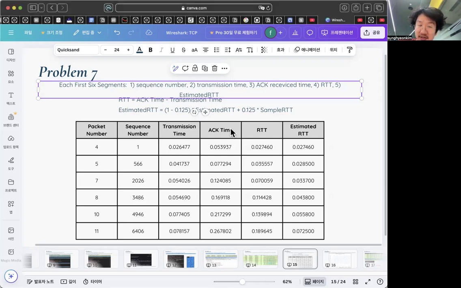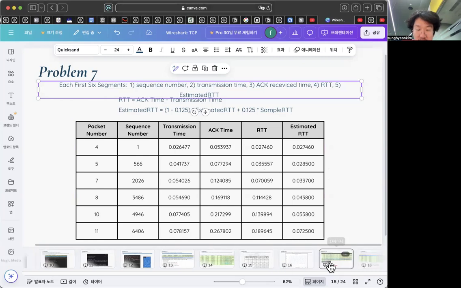The related TCP things, maybe we should calculate the RTT, which is ACK time minus retransmission time, or the timeout interval, which is estimated RTT plus 4 times the deviation of RTT, or calculate the throughput, which is R. How can we calculate the RTT?